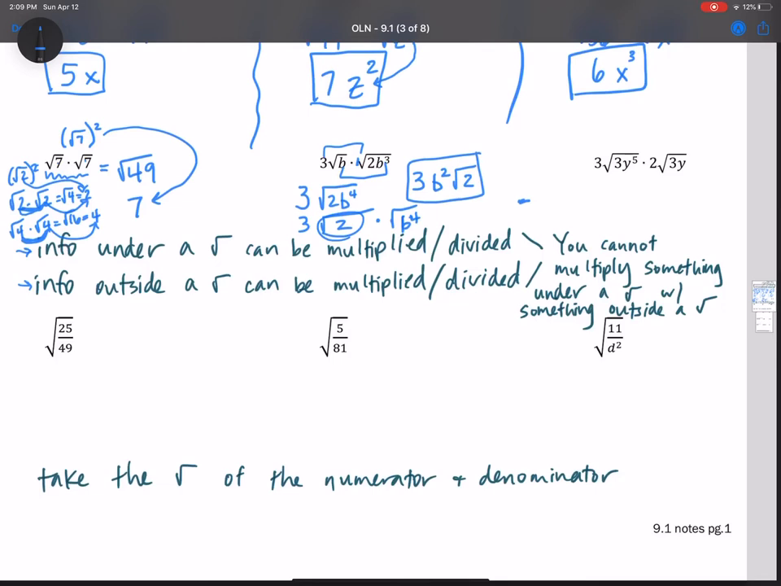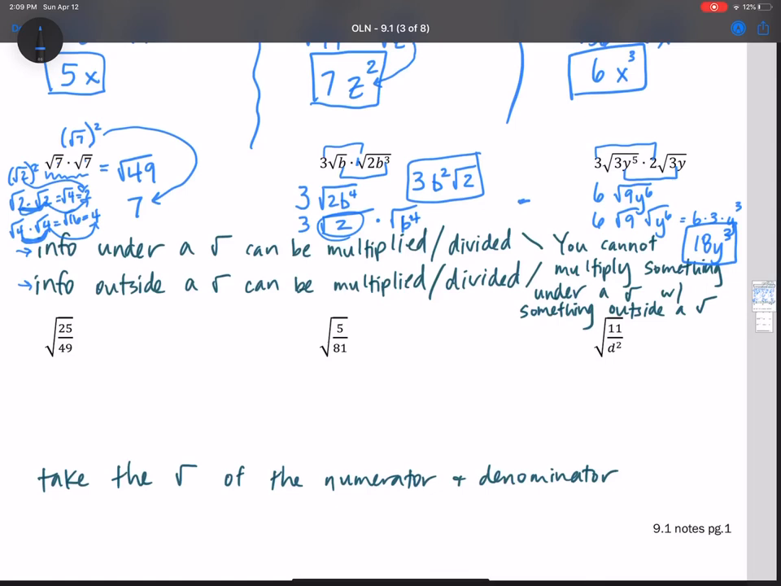All right, let's try one more. Once again, things on the outside can multiply, so that would be 6. Things underneath can multiply, but you can't combine the 2. All right, so this is the same as 6, square root of 9, square root of y to the 6th, which is 6 times 3 times, what two things give you y to the 6th? That is y cubed, and that answer would be 18y cubed.